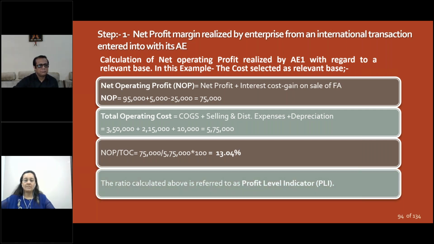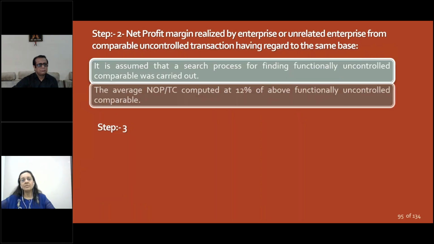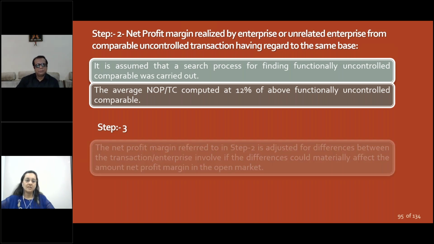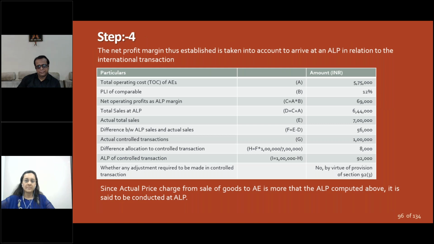So my net operating profit divided by total operating cost becomes 13.04%. This ratio I have explained is the profit level indicator. Now we have to find functionally comparable companies. Let's say we used the ProWess database or the HTP database and came up with functionally comparable companies, whose net operating margins to total operating cost we calculated the same way. Let's say that margin was 12%. Now we have to see if any adjustment is required. In my example, I've said no adjustments are required.